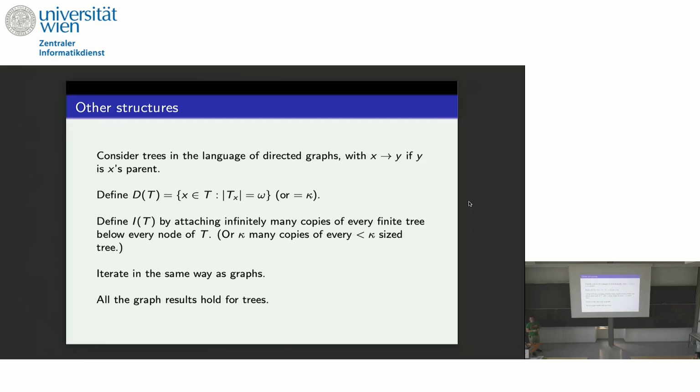Really, for the graphs, I wanted infinitely many copies of every small graph. But I got that for free. You can't make the same argument here. So I had to explicitly say attach infinitely many copies at every place that you can. So the iteration is exactly the same as graphs. All the graph results hold for trees. In fact, they hold by the same proofs. I took the write-up for graphs, and I did some find replaces, and I deleted some stuff that wasn't necessary anymore, and I had the write-up for trees. So in fact, it's the same arguments, in fact, slightly easier.